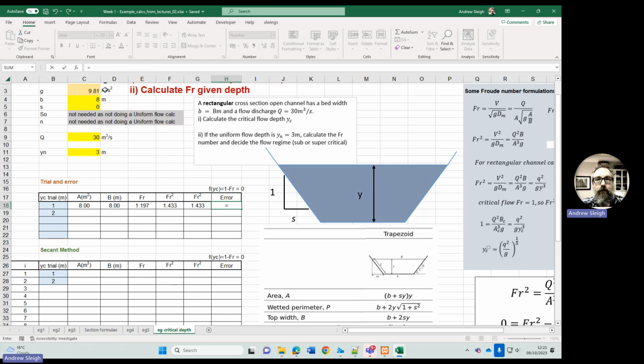The error, and I'm using 1 minus the Froude number. I could use the Froude number squared. This value here would be different, but when it comes to the solution, it would be exactly the same, because the Froude number squared will be 1, the Froude number will be 1. Let's pull that down. Let's check. I've put 1 in here, we've got the same numbers.